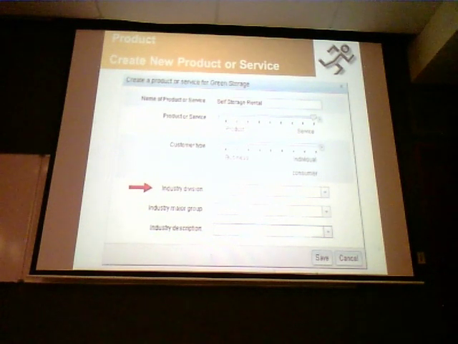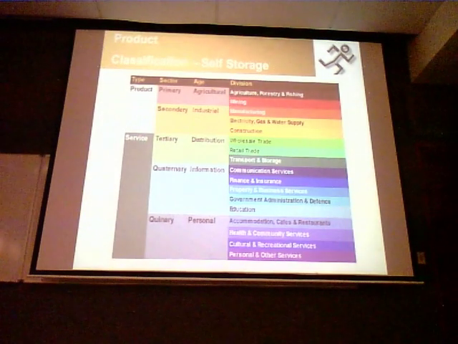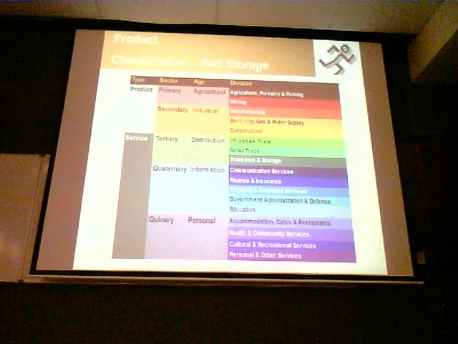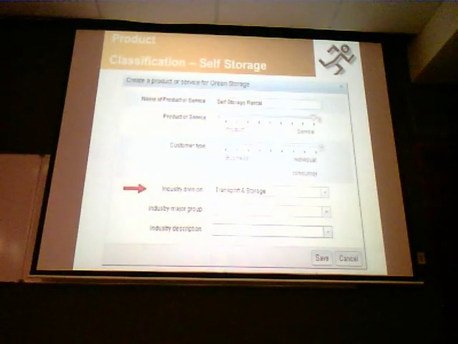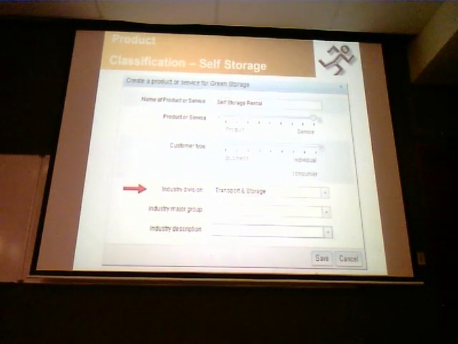Now, if you click here, industry division, what are we going to classify it as? Just read down here. Which one would we put it under? Transport and storage, that one? Okay, so just use your drop down to select transport and storage. Next, what would you choose here under that window? Storage. So select storage.